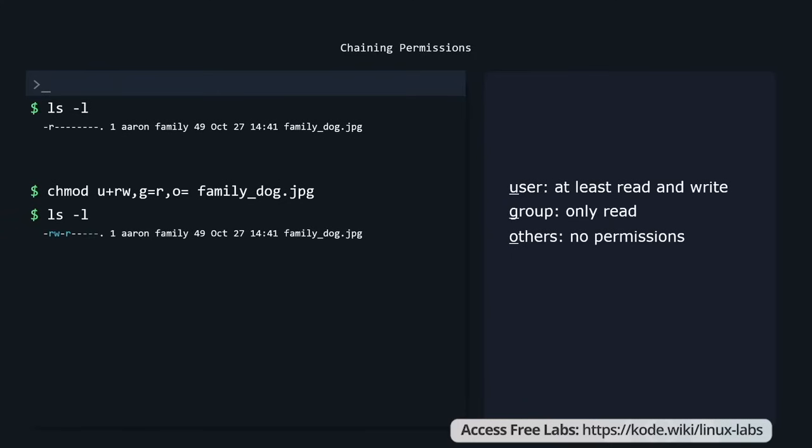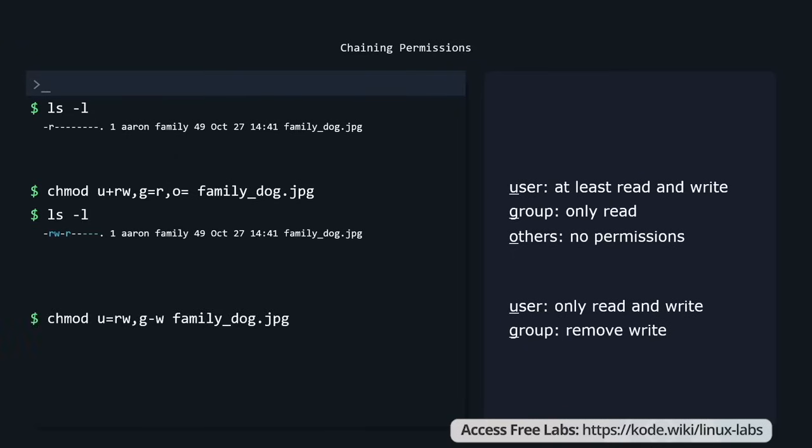Or let's say we want the user to only be able to read and write, but we want to remove the write permission for the group and leave all other group permissions as they were, and we don't care about permissions that apply to other users. We could use chmod u=rw,g-w family_dog.jpg.